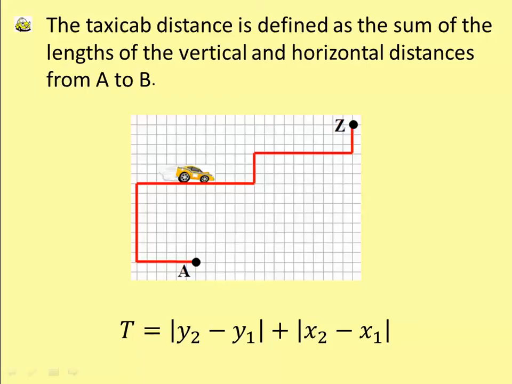This is what the formula looks like. Well, let me get my pointer down here to show you. It says t equals the absolute value of y2 minus y1 plus the absolute value of x2 minus x1. And now remember what absolute value is. No matter what the number is inside those bars, it's going to be positive. Doesn't matter if it's a positive or negative number inside that grouping, it's going to be a positive number when you take it out.